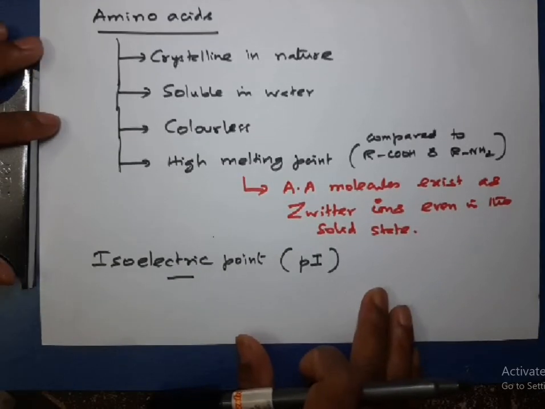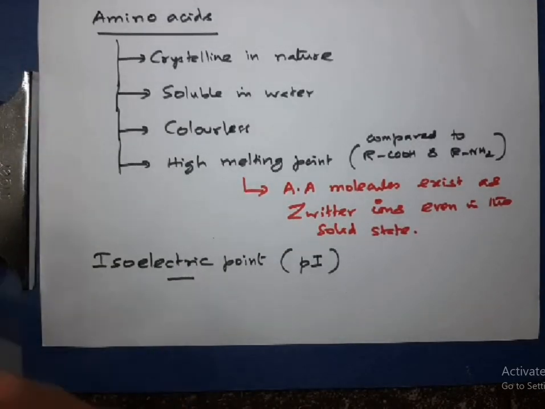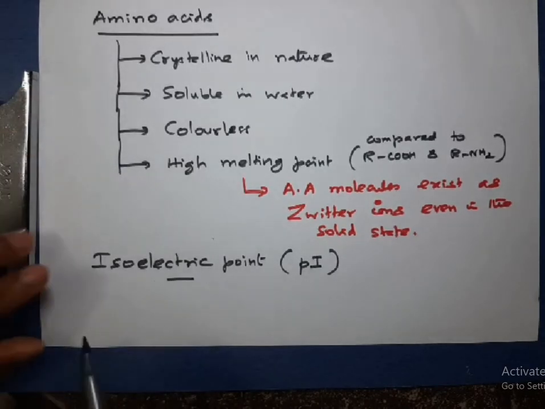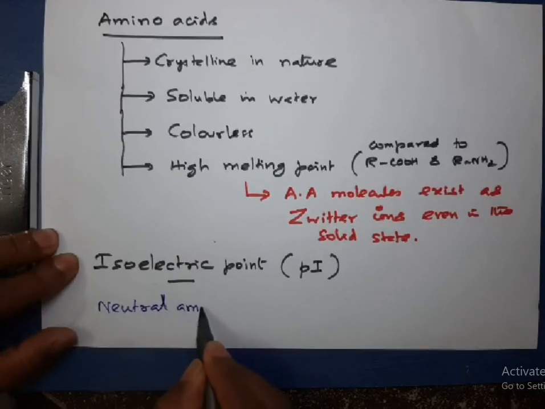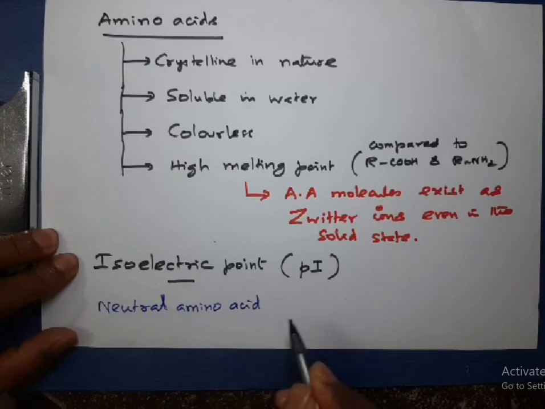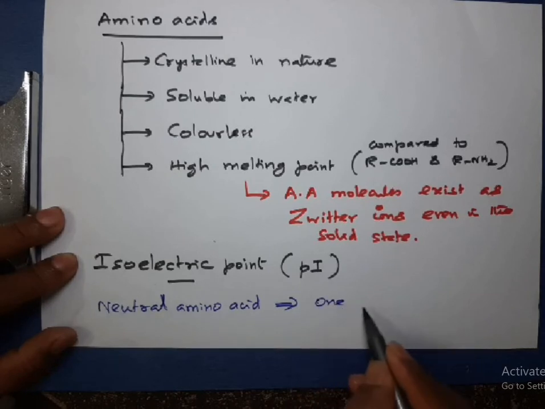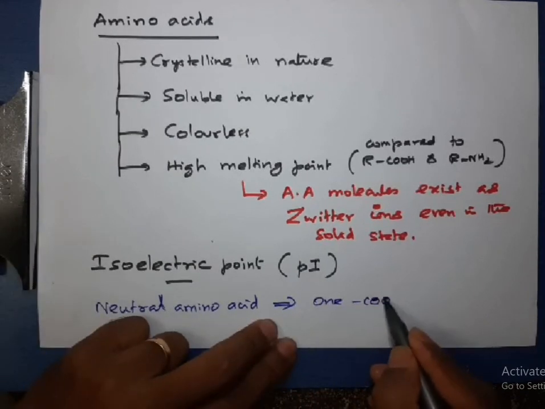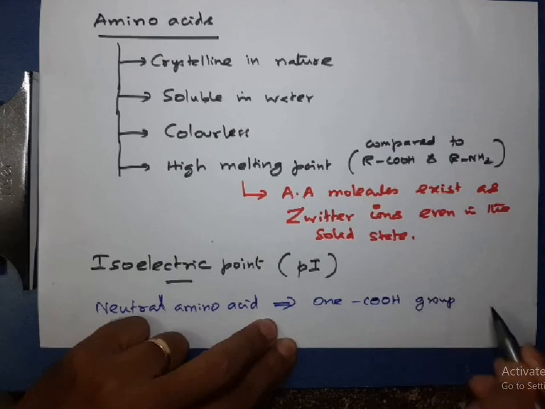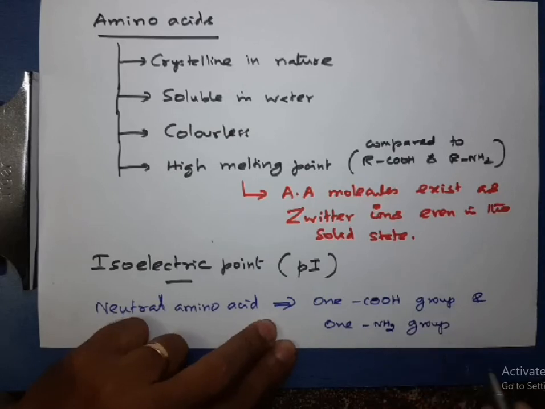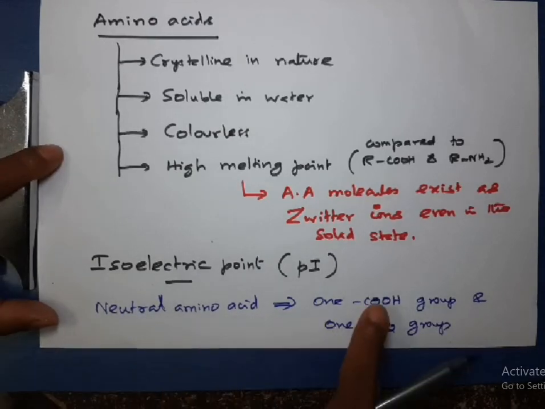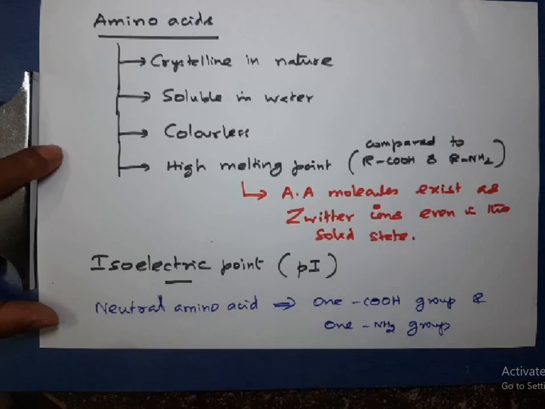Students, observe carefully. Let me take a neutral amino acid for this discussion. What is meant by a neutral amino acid? Neutral amino acid means it contains one acid group, one COOH group, and one amino group. If an amino acid contains one COOH group and one amino group, we call it a neutral amino acid.